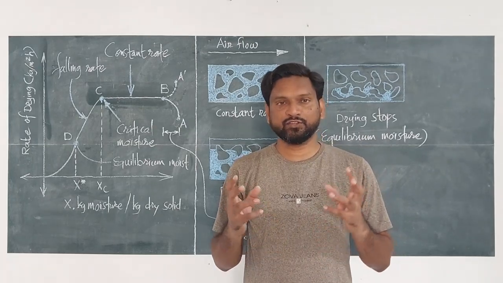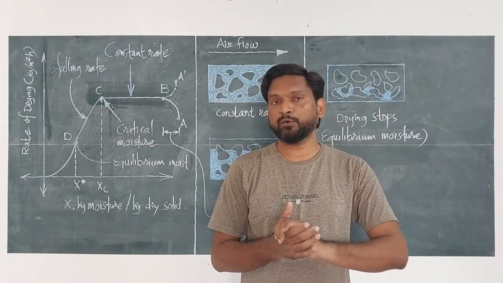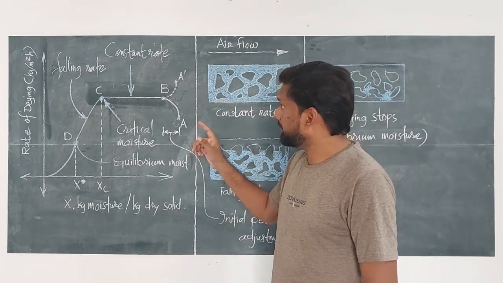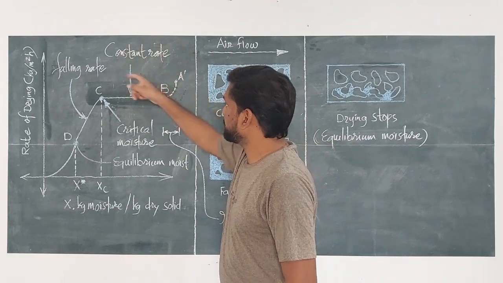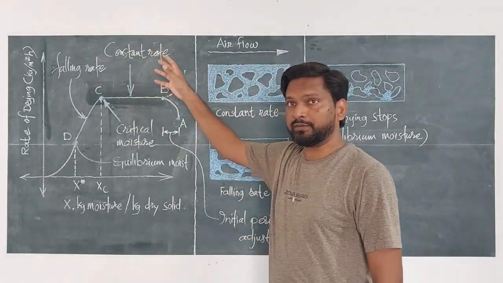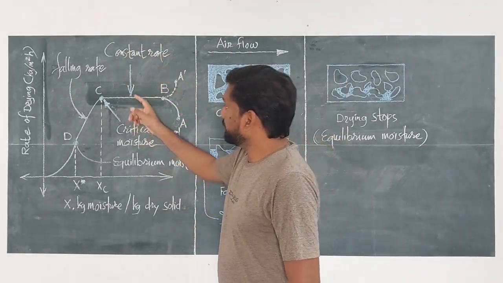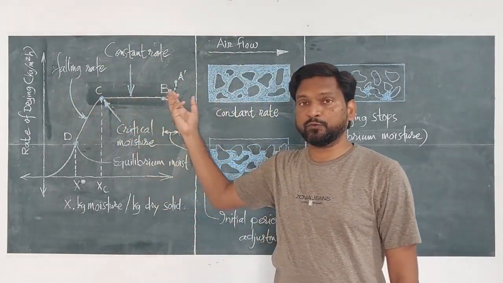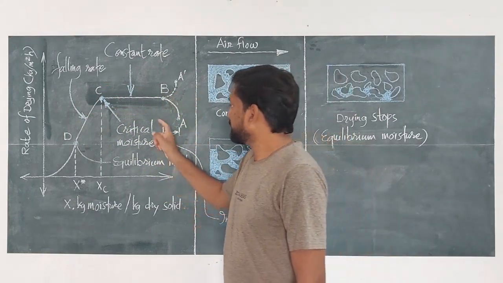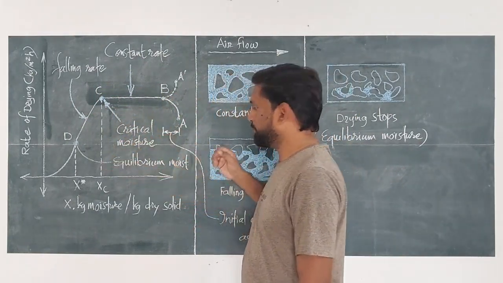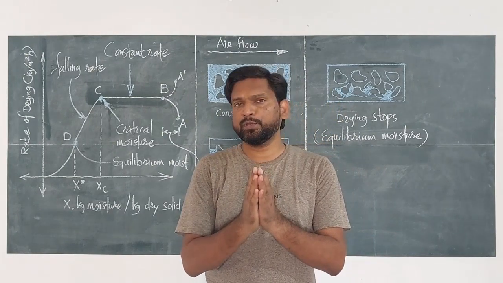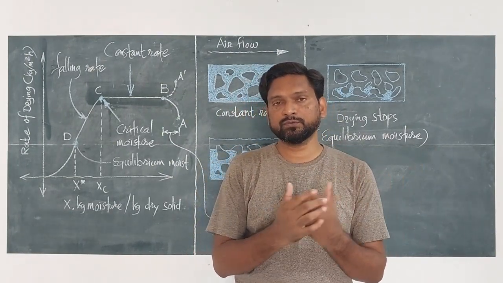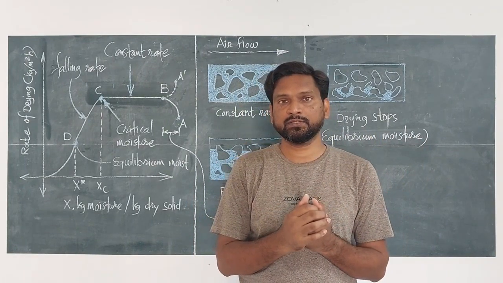In this lecture, we will learn about the drying curve and the constant rate drying or the constant rate period, the falling rate drying and the corresponding term falling rate period, critical moisture and equilibrium moisture. Equilibrium moisture we have already studied while defining the four types of moisture content in the wet material.